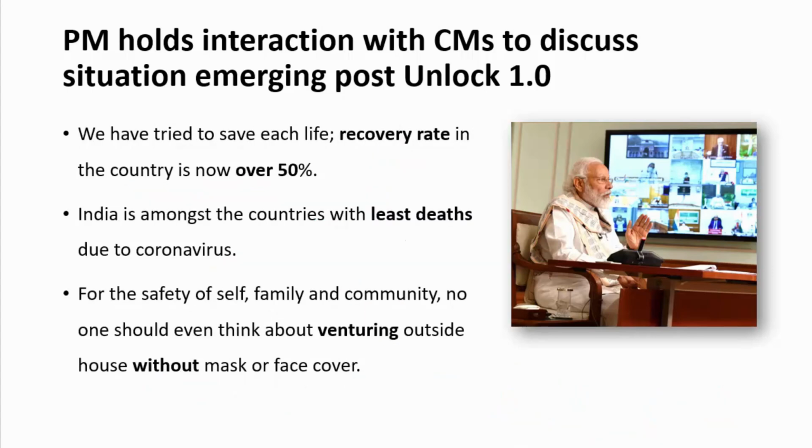Apart from that, the Prime Minister also said that they have tried to save each and every life, and in fact every government is trying to do so, and that has resulted in a very good result, that the recovery rate in the overall country is more than 50% as of now, which is a very good sign. India is also amongst the countries with the least amount of deaths due to the coronavirus on a global scale. Now, for the safety of self, family or the community, no one should even think about venturing outside the house without a mask or face cover, which the Prime Minister also emphasized and focused upon.